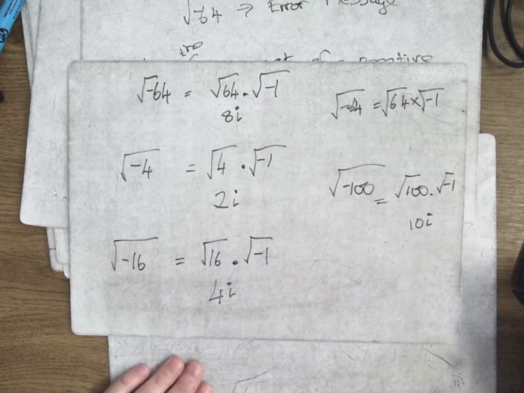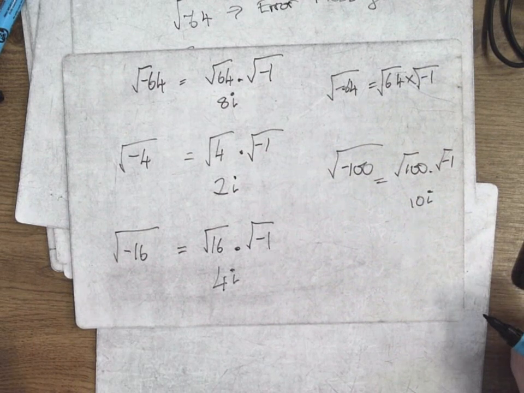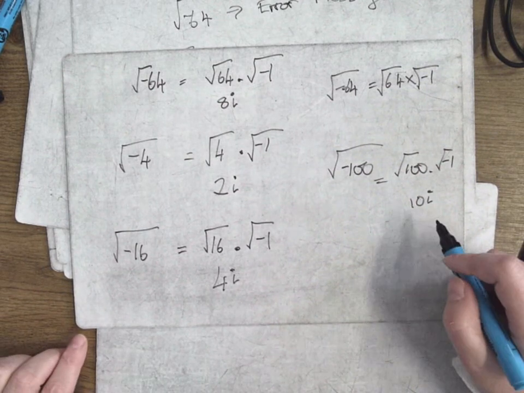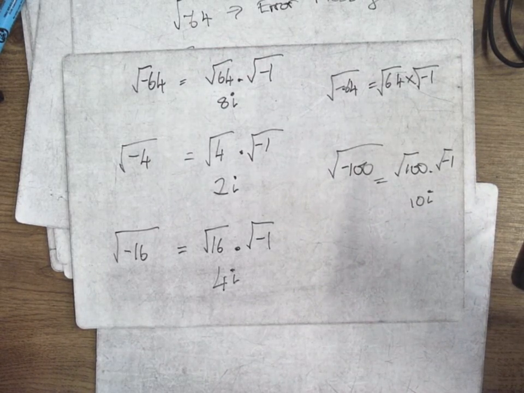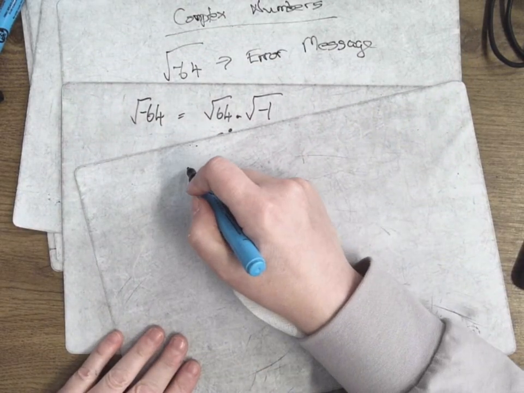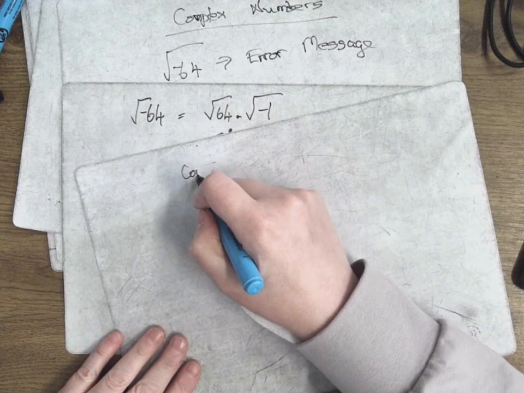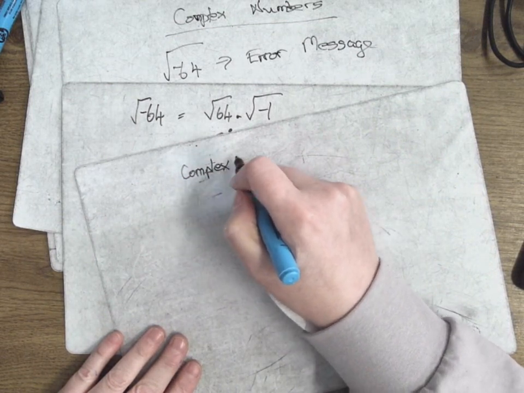Okay? Right? So they are imaginary numbers. How do you know they're imaginary numbers? So 10i is an imaginary number. How do you know it's an imaginary number? Because it's got that i in there. i for imaginary. So what a complex number is, and it's what this whole chapter is based on.